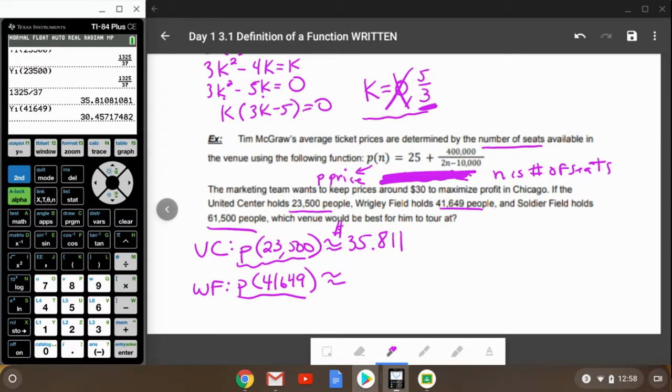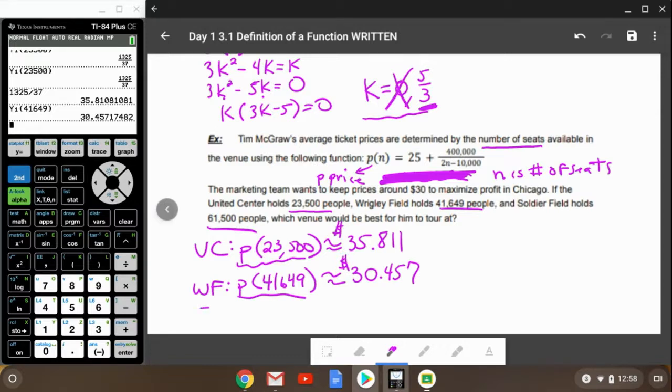It must have been interesting because it was a nice number. They just did that for me. So if I just hit enter, it gives me the decimal approximation of 31. And we're talking about money, but it's okay. We'll write out 3 decimal places. So we have $31.46 is what the price would be.